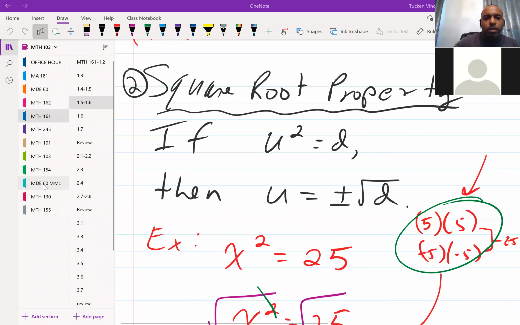Let's see. 161. Trying to find another set of notes that we can lean on. Okay. Did anybody have any questions before we get started? Is everybody okay? All right. Let me go back to your notes for a second before we go there.